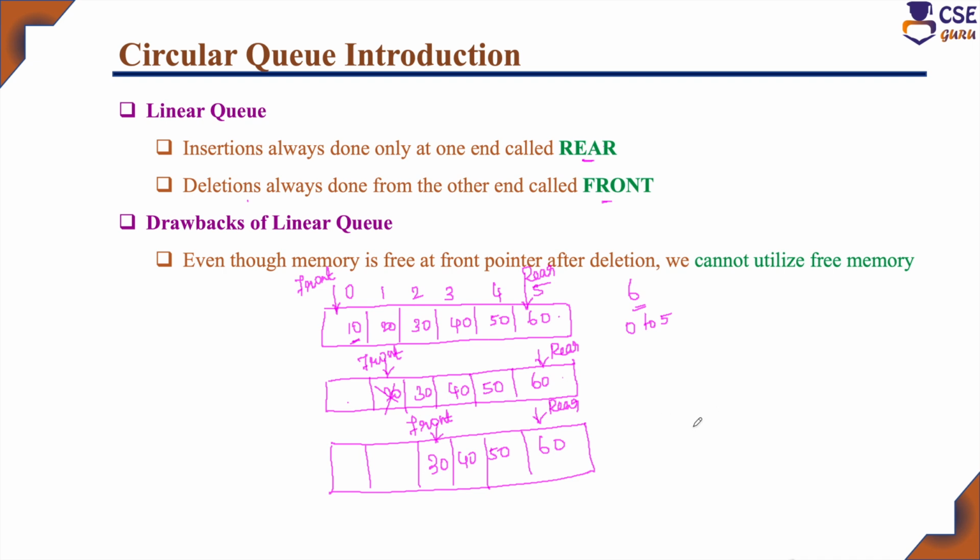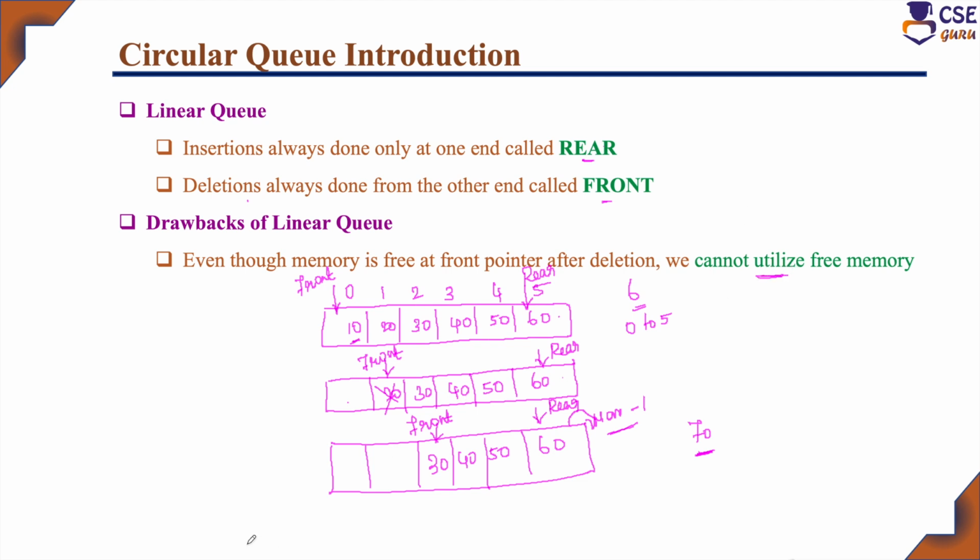See, here only 4 elements are there, 2 elements we have deleted and those memory locations are free. Suppose I want to insert element 70, is it possible? No, it is not possible because rear has reached the max minus 1 position. If you want to insert one more element 70, you need to increment the rear position by 1, but that is not possible because the array size is fixed. Whatever size you have allocated initially, only that maximum size you can utilize, although memory at the front pointer position is free. This free memory you cannot utilize. That is the drawback of linear queue.